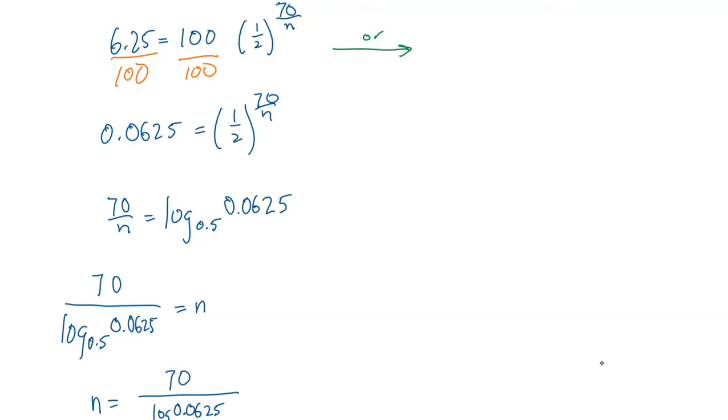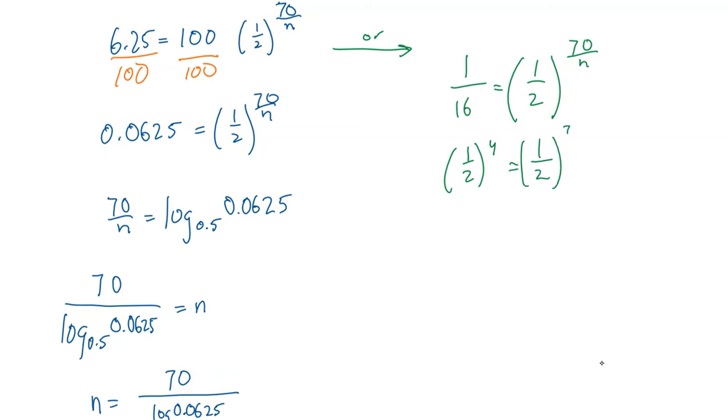Or you could have done 1 over 16 equals 1/2 to the 70 over n. And this is 1 over 2 to the 4 equals 1 over 2 to the 70 over n. And then what do we do? Just say the exponents are equal. And if you solve this, you get 17.5 again, n equals 70 over 4. And it's a little bit slicker, but don't expect that to happen on the test.